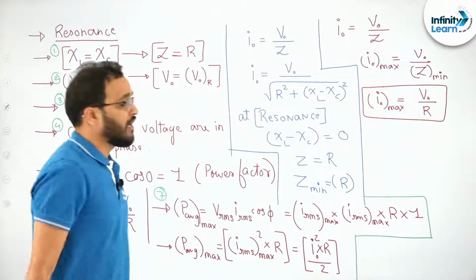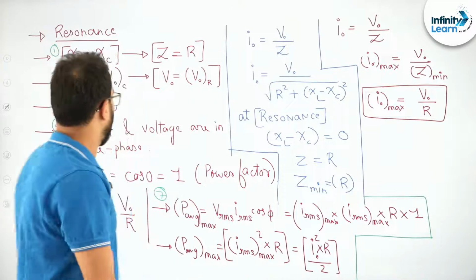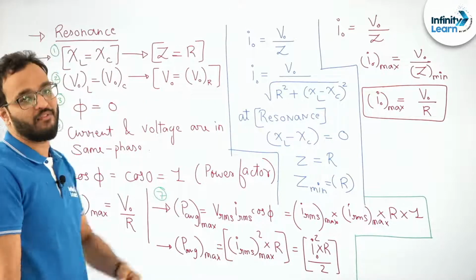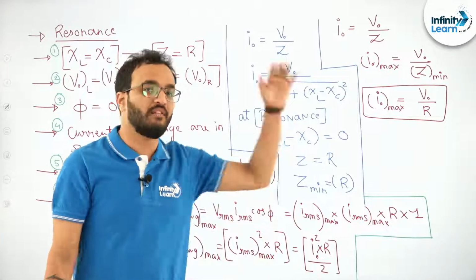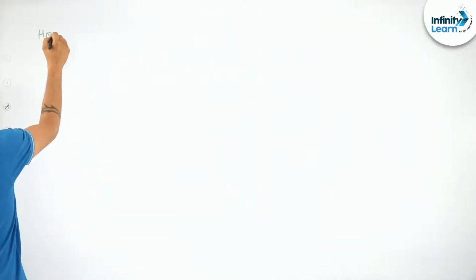Now, how is it possible to achieve resonance? Now let's understand that. Okay, so I hope these many points are absolutely clear, that what happens during resonance, what are the factors and how do they change. Now let's try to understand how we can achieve resonance. So how is resonance achieved?